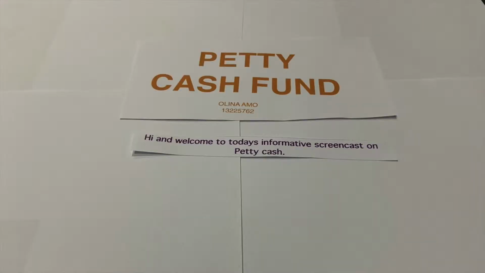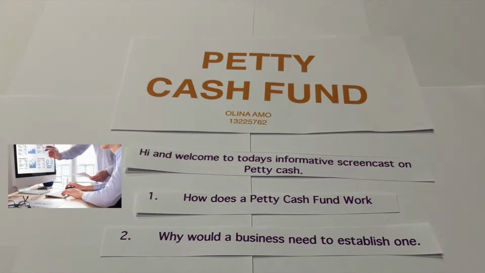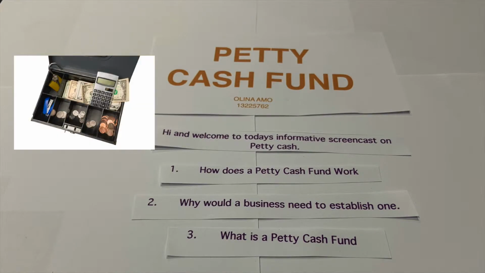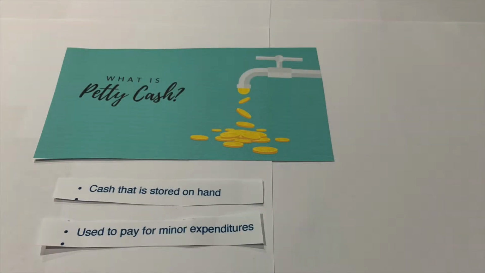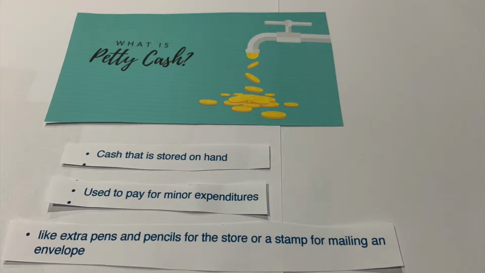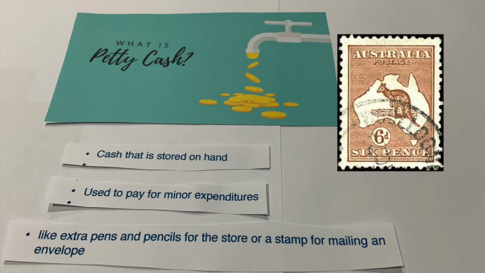Before we get into the juicy details as to how a petty cash fund works and why a business would need to establish one, we firstly need to understand what a petty cash fund is. A petty cash fund is an amount of cash that is stored on hand and is used to pay for minor expenditures. Many instances arise where a small amount of cash is needed for an item quickly, like extra pens and pencils for the store, or a stamp for mailing an envelope.